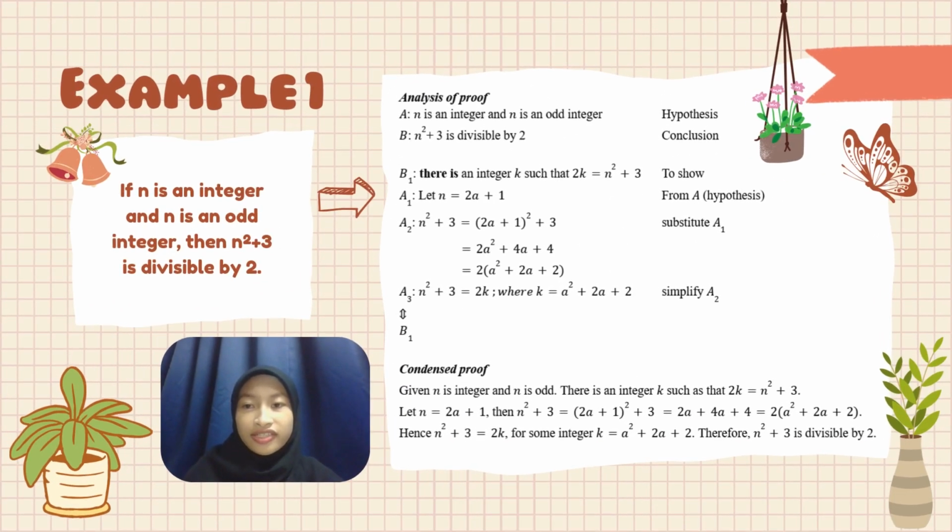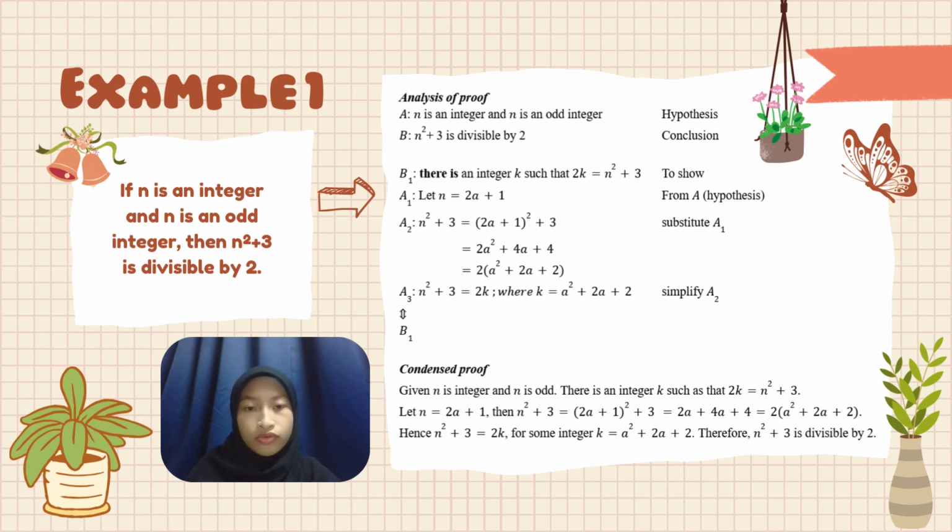So let's look at the first example. If n is an integer and n is an odd integer, then n squared plus 3 is divisible by 2. So, solution for analysis of proof. A, we get from the hypothesis: n is an integer and n is an odd integer. B, from the conclusion: n squared plus 3 is divisible by 2.